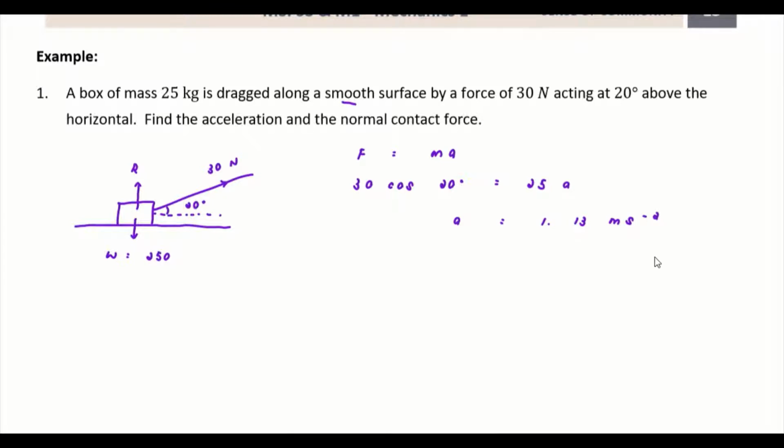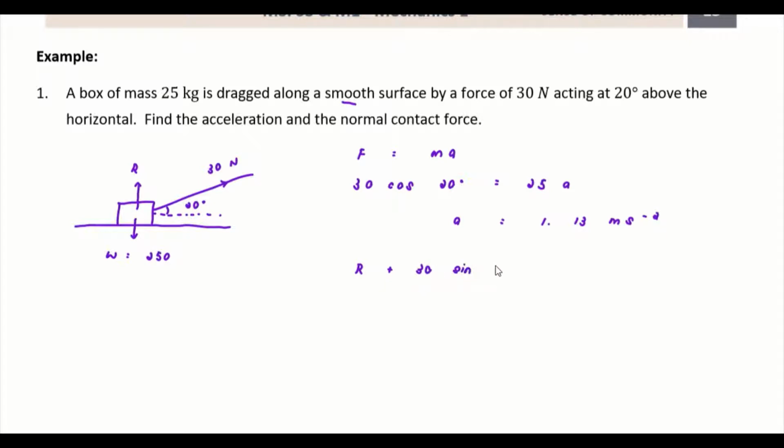Okay, it's pretty simple. Now for the normal contact force, we need to resolve to the vertical component. Please remember that in this case, R is not equal to W only, because you still have your 30 N here. So when we resolve it, going up, we have the component for the normal contact force, and then plus 30.